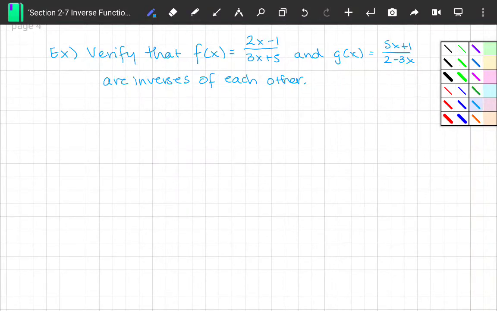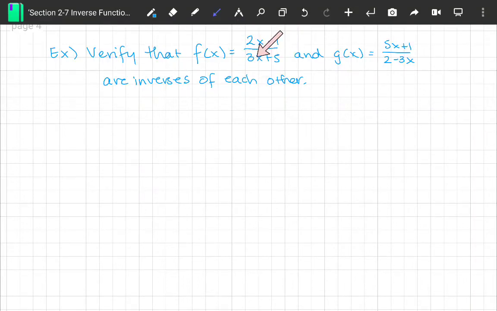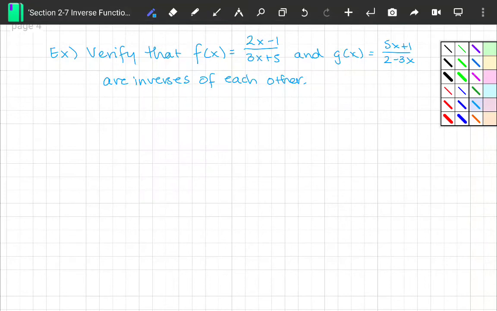All right, here you go. Now this is the same example that we did above. We had started with this and we switched x and y and solved for y and got this. So we know that they should be inverses of each other, but now we're going to verify it using the compositions of each other. And so remember, we need to show that f of g of x equals g of f of x, and that equals x. So this is a good one to practice your algebraic skills. Go ahead and pause the video right now, try it out, see how you do. Can you get this to work?